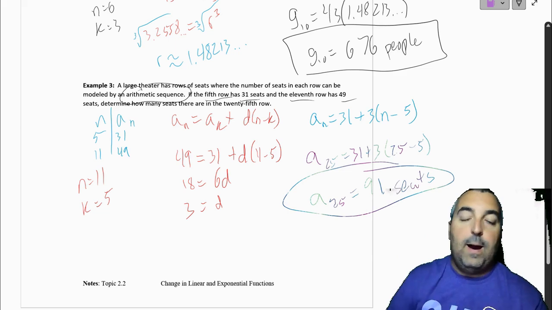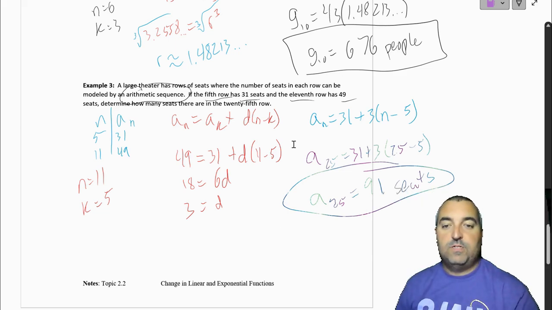And there we go. So there's two examples of word problems with geometric and arithmetic sequences.